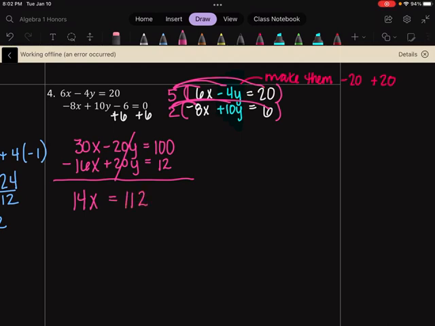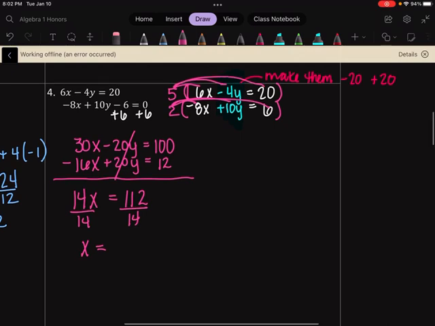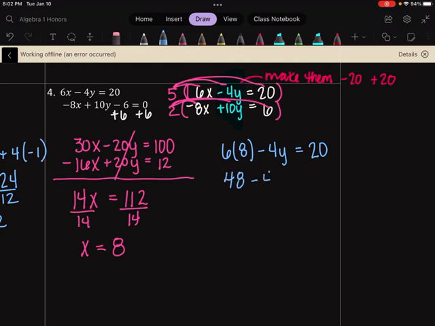So 112, we would have to divide by that 14. And we get x is equal to 8. Okay. Now again, got to plug it in. I'm just going to plug it into the top one. 6 times 8 minus 4y is equal to 20. So it looks like I have a 48 here. 6 times 8 is 48. Minus 4y is equal to 20.